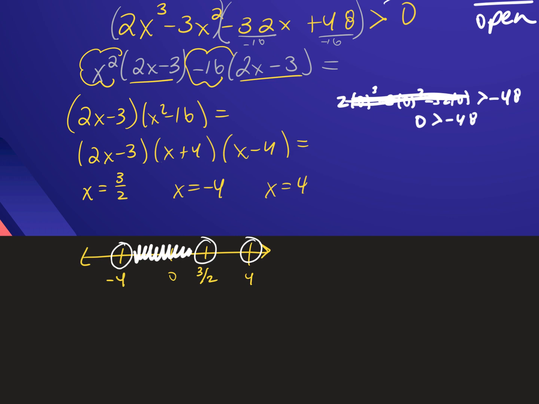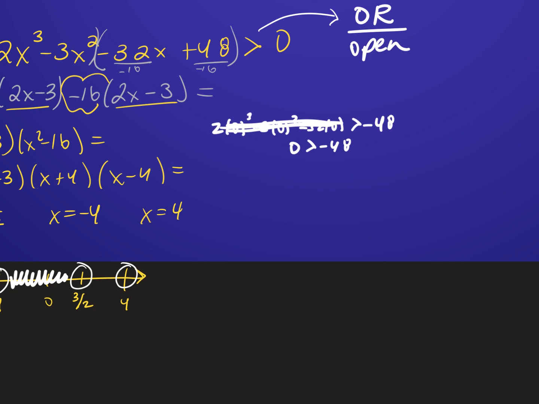So now we need to figure out what else works. Pick a number, guys, between 3 halves and 4. 2? You guys agree 2? Okay, let's see if 2 works. So I have 2 times 2 cubed minus 3 times 2 squared minus 32 times 2 plus 48. Is that greater than 0?